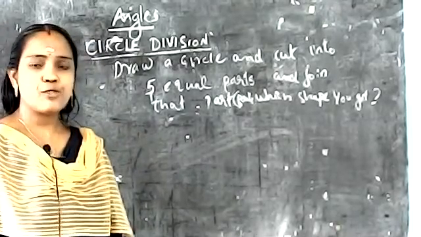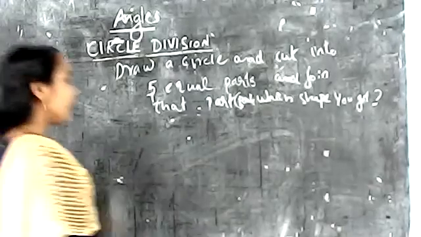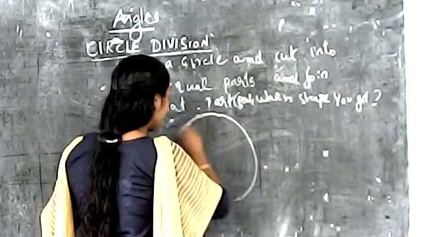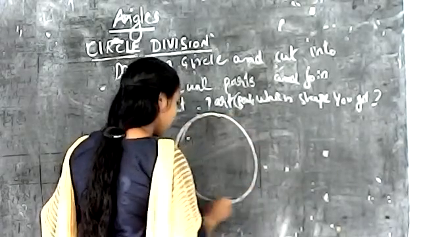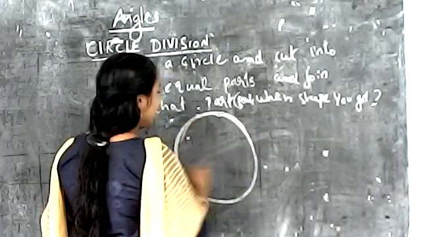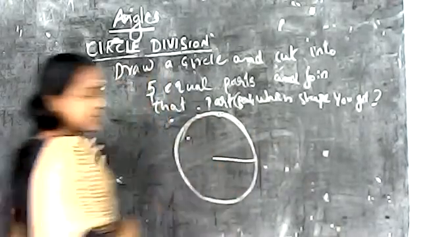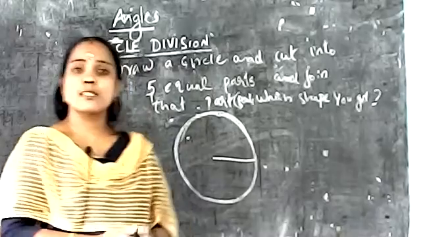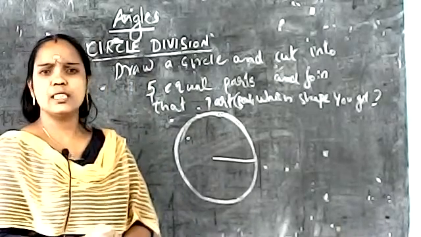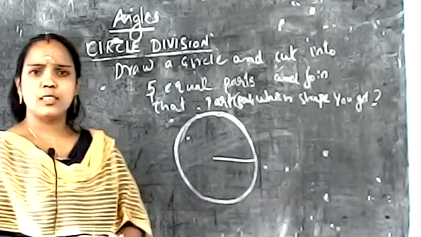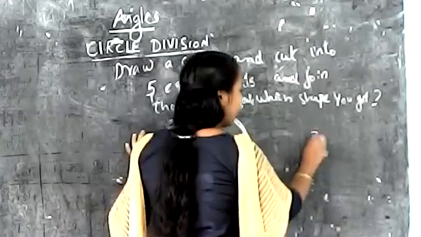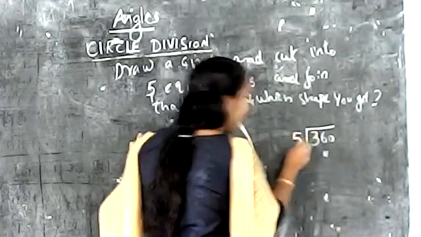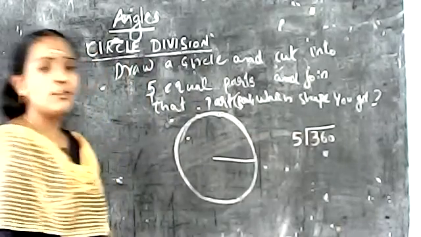Okay. First one. What is the first step? Draw a circle. After drawing the radius, find out how many equal parts. 5 equal parts. How can we get each part? How many degrees is each part? How can we find out? 360 divided by 5.